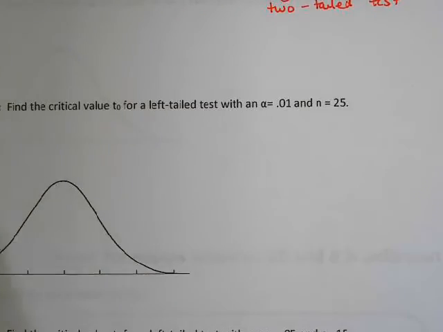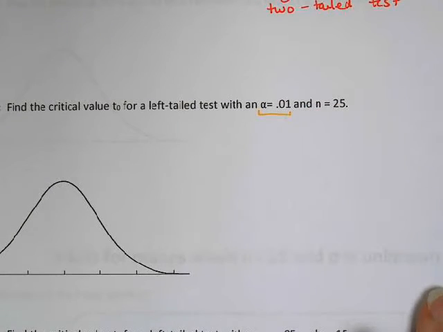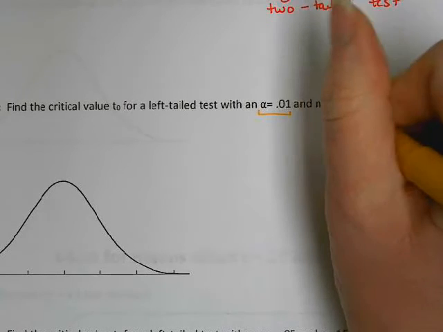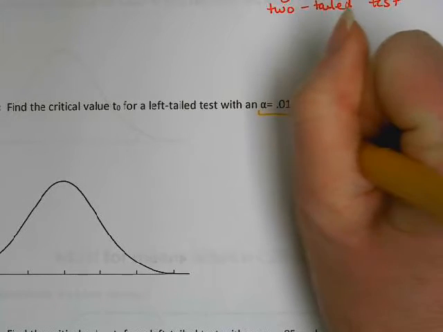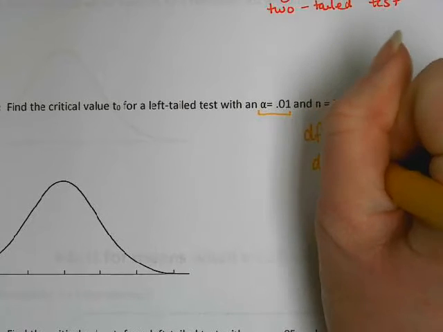It says for us to figure out the critical value, or the T naught, for a left-tailed test with an alpha of 0.01 and an N of 25. So my level of significance, they wrote for me, 0.01. My N is 25, so my degrees of freedom, 25 minus 1, is going to be 24.